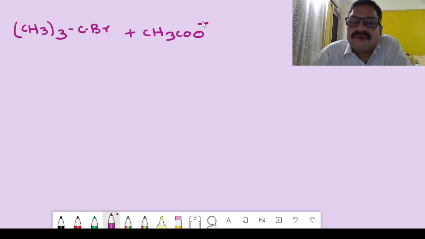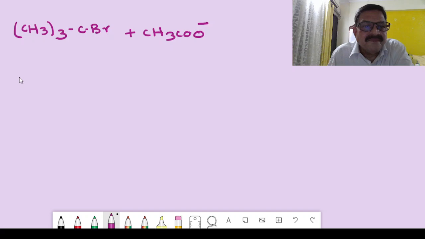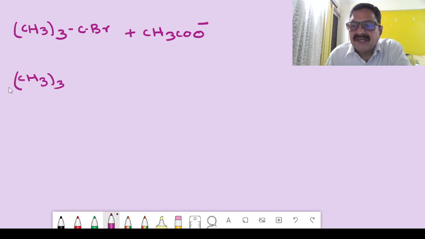And a two-step mechanism in which the rate determining step involves the alkyl halide only. So this bond breaking here. The reaction will be (CH3)3CBr. Then we have the acetate anion here.